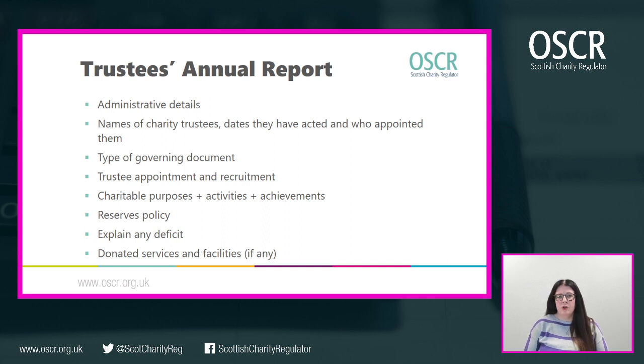Then go on to talk about the charitable purposes. This is the very reason that the charity exists. If you're clear about why the charity exists and what it's trying to do, then explaining what activities the charity has carried out during the year should be a lot easier, because it will be clear as to why those activities have taken place.